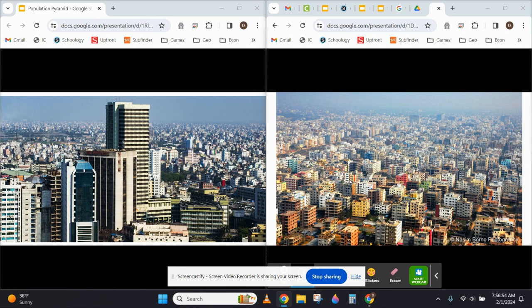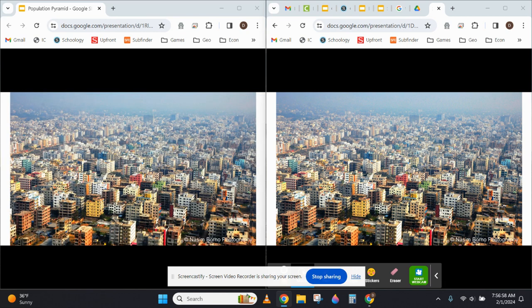Here's some pictures of Bangladesh. You can see it's got developed cities, but it's not quite as advanced as Singapore. Right? The city's not quite as wealthy, not quite as rich, but it's huge. Right? Lots and lots of people, and there's also lots and lots of slums as well.